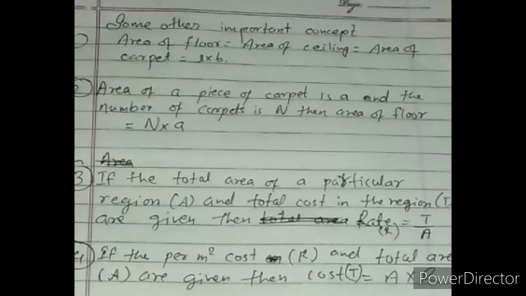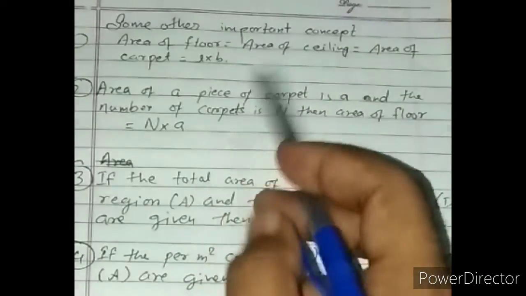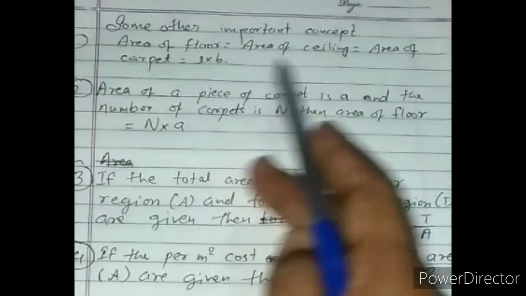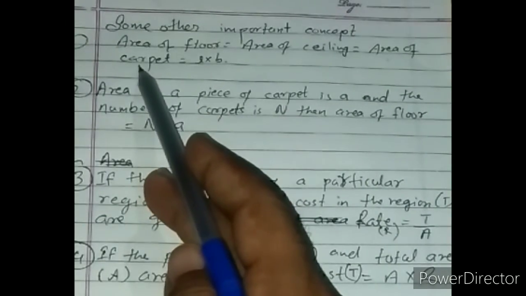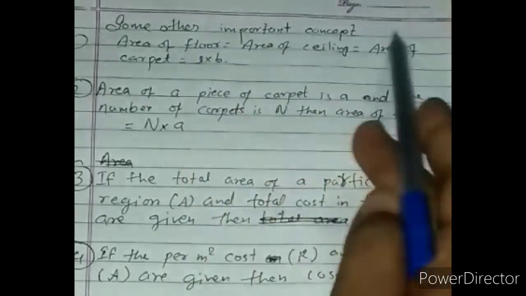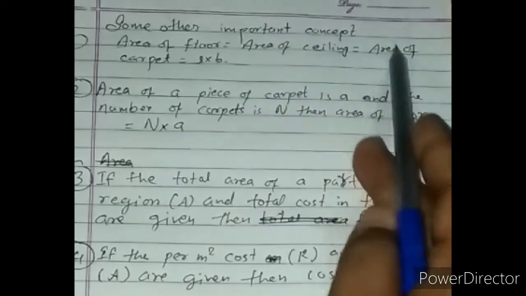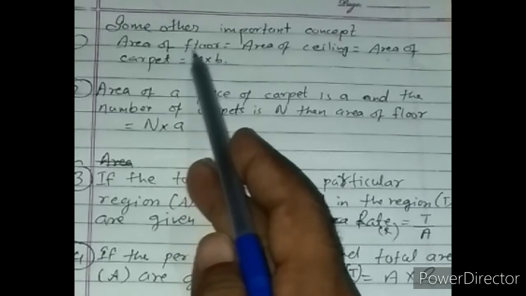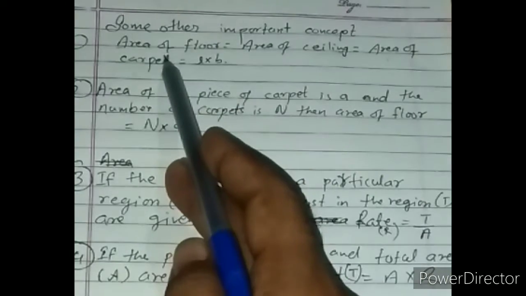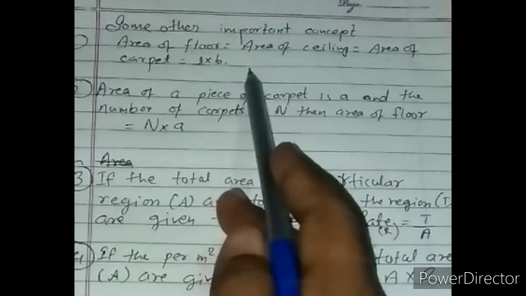Some other important concepts you have to know here: area of floor and area of ceiling are equal, and area of carpet also, because carpet is put on the floor, so area of carpet is equal to area of floor. Sometimes you have to find the area of carpet, in that case you will find the area of floor. That is L into B as we know.